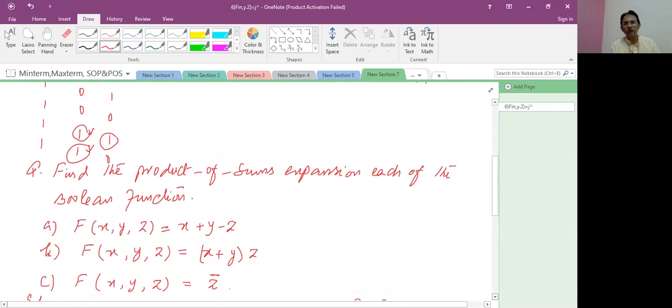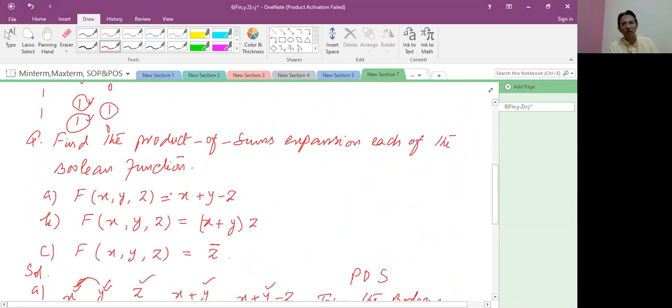Find the product of the sum of expansion of each of the Boolean functions in part A: x plus y minus z, x plus y into z, z complement.